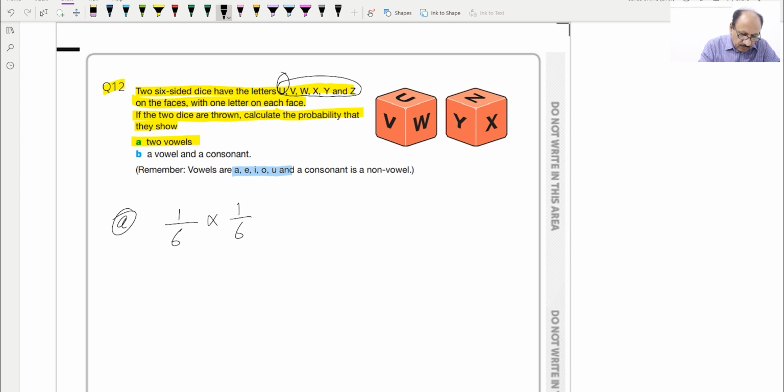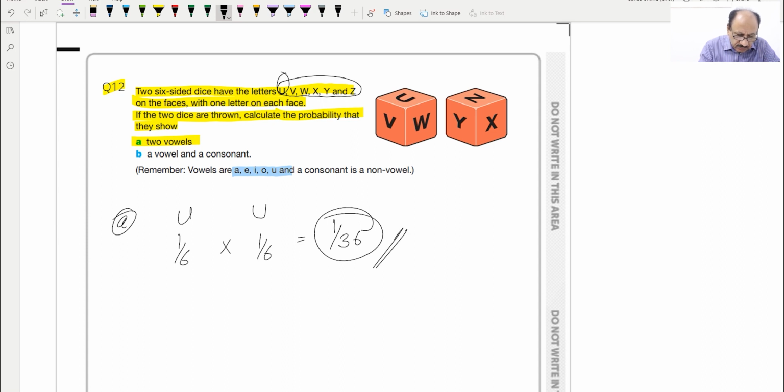Or for understanding, I'm writing this one will be U and the second one will also be U, so the probability for getting U is 1 by 6 and for getting U is 1 by 6, so this will be equal to 1 over 36. This will be the simple answer for A part.